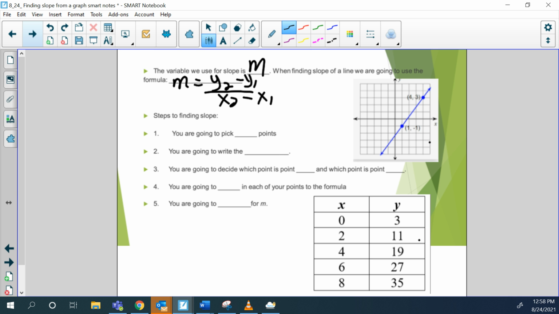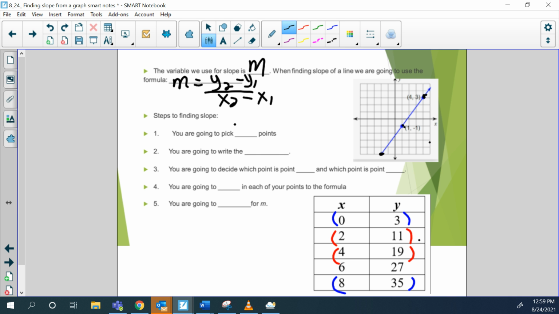From the graph, you pick what I call pretty points. That's where the line crosses the hash mark. Like this is a pretty point right here. The line crosses the hash mark. This is also a pretty point. Another one would be probably right here. The line crosses the hash mark. So you want to use those points. If it's a table, just pick 2 points. It doesn't matter. Just pick the first and last one, or you can pick the second and third one. It doesn't matter. Just get 2 points.